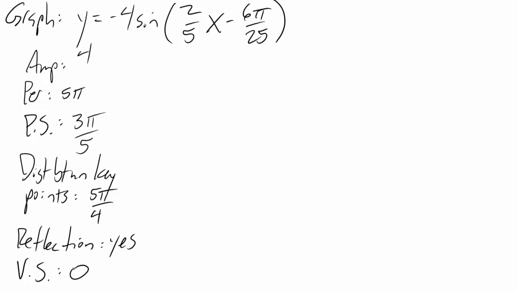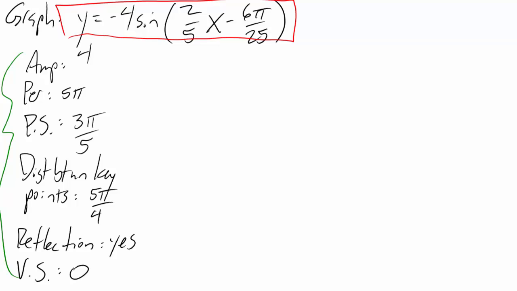Alright, so now what we've got here is a summary of all of the things that we have just dealt with. This is our revised equation for us to graph, -4 sine of 2/5 x minus 6 pi over 25. And then here's all of our corresponding data or pieces of information, for the amplitude, period, phase shift, and what have you. So now we're just going to go ahead and get down to the whole graphing thing. So we're going to draw ourselves our x and our y coordinates.